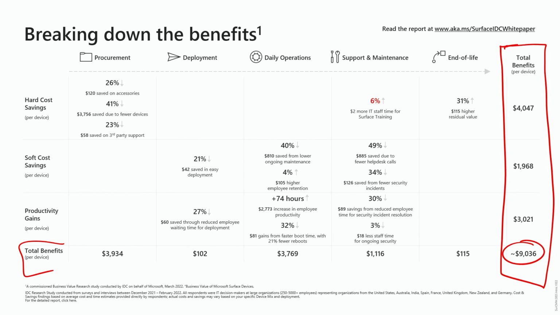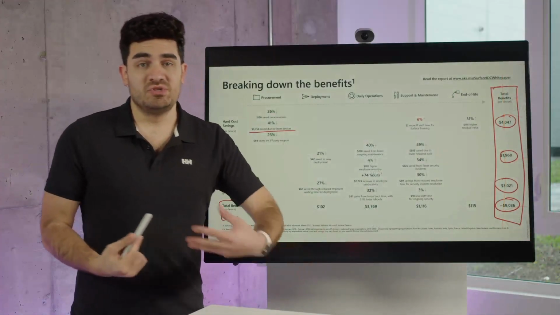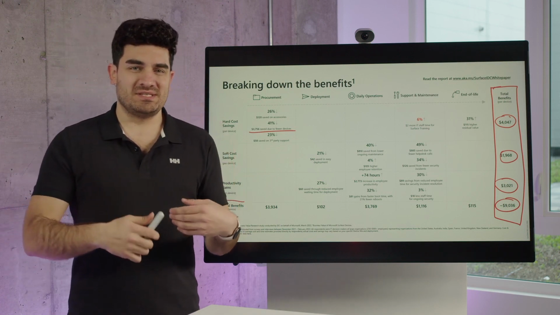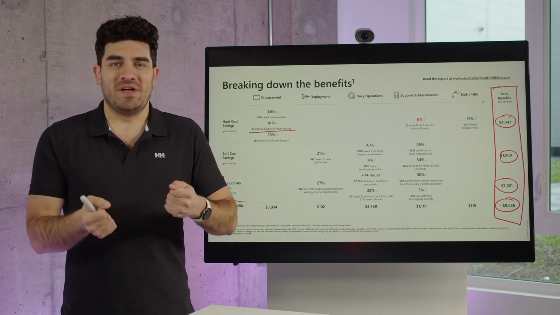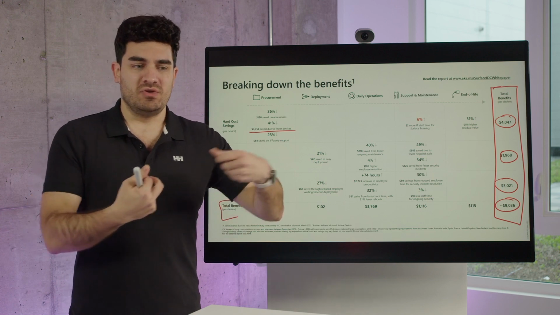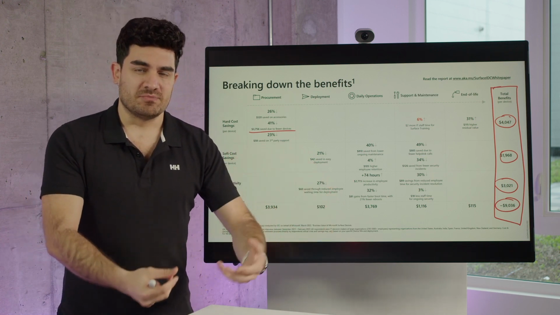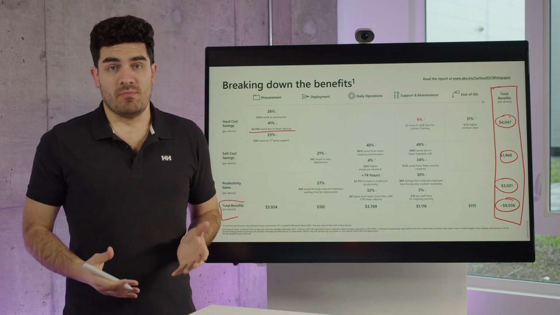You can see the grid across the board. Focusing on these rows, the hard cost savings of $4,047 is largely reliant upon that device consolidation. We then have almost $2,000 in soft cost savings, and then in these productivity gains, another $3,000 per device. A lot of these numbers do rely on you shifting not just buying a Surface device from Bytes, but also shifting the way in which your IT operates, devices are deployed, to be something a bit more modern.